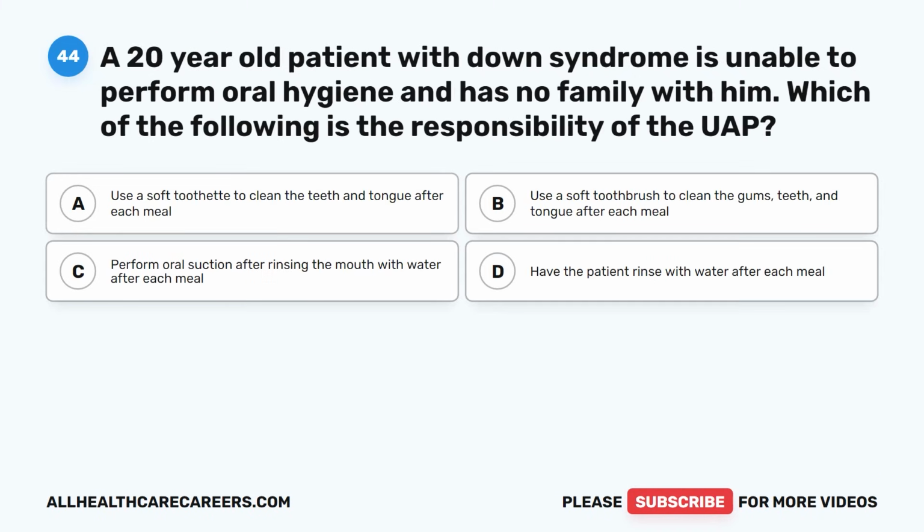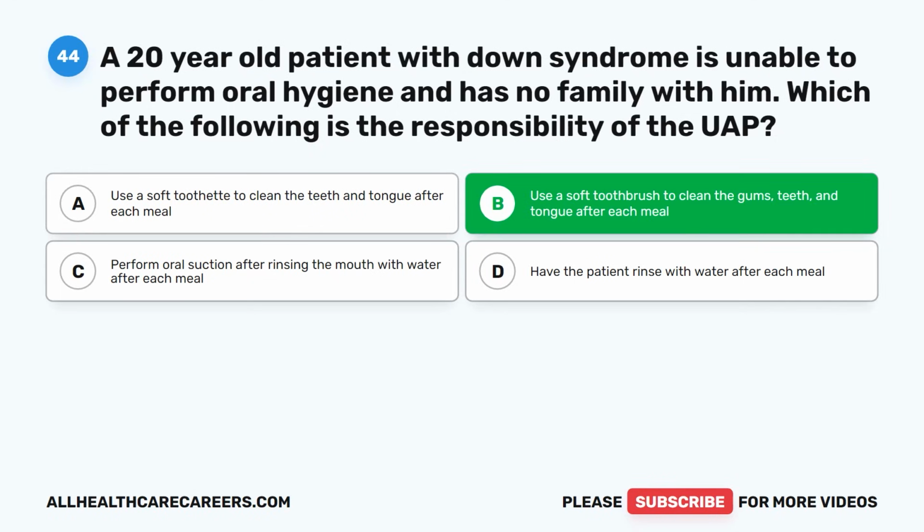Question 44. A 20-year-old patient with Down syndrome is unable to perform oral hygiene and has no family with him. Which of the following is the responsibility of the UAP? A. Use a soft toothette to clean the teeth and tongue after each meal. B. Use a soft toothbrush to clean the gums, teeth, and tongue after each meal. C. Perform oral suction after rinsing the mouth with water after each meal. D. Have the patient rinse with water after each meal. The correct answer is B.